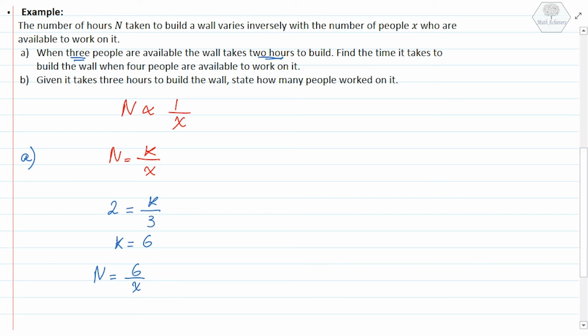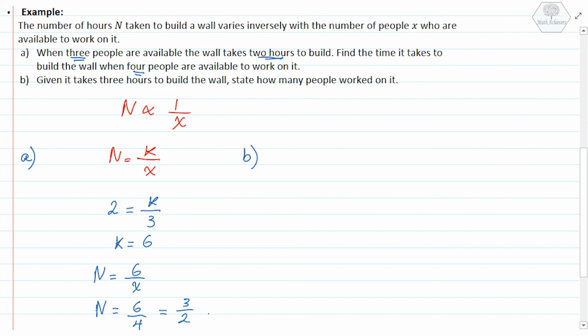Now, we need to find the time it takes to build the wall when there are 4 people. So simply, the time would be n is equal to 6 over 4, which is equal to 3 over 2. This is the solution for part A of the question. Let's go to part B.